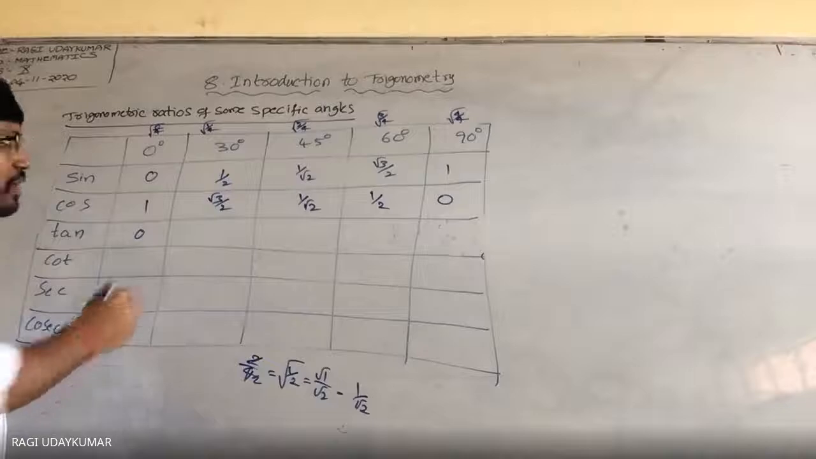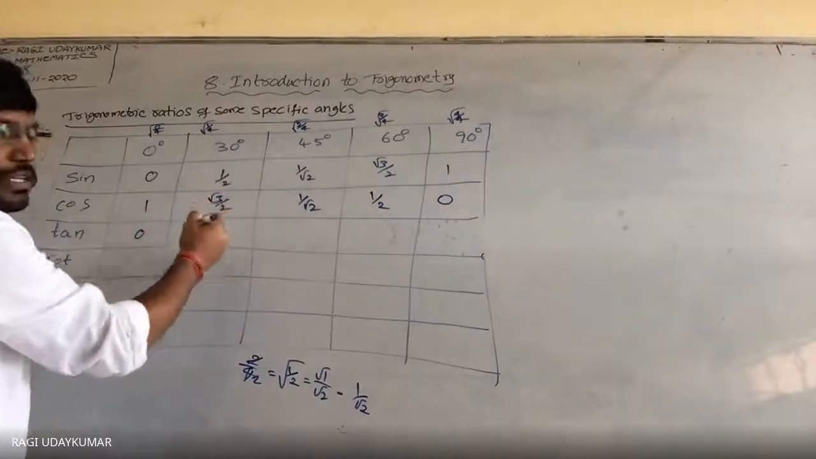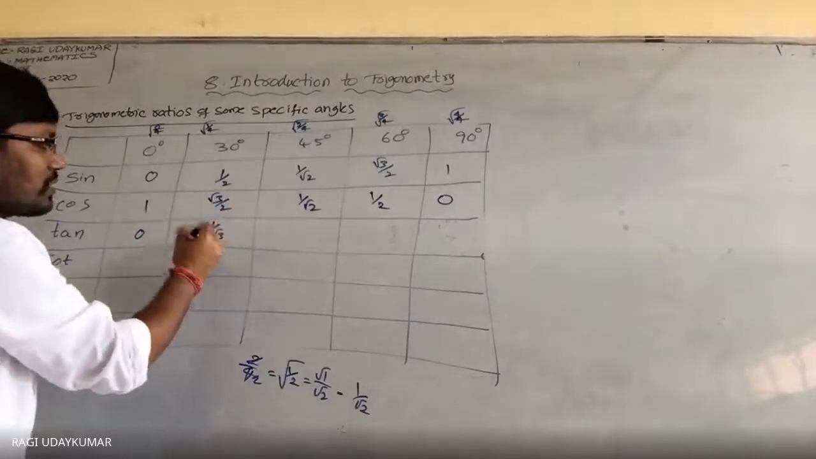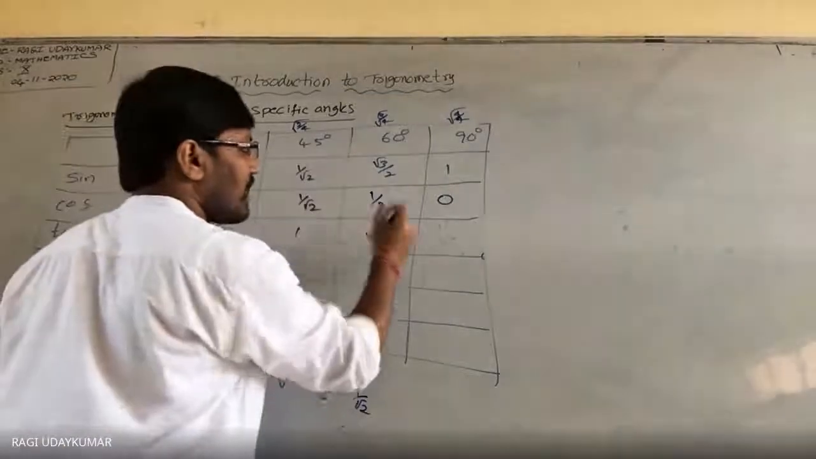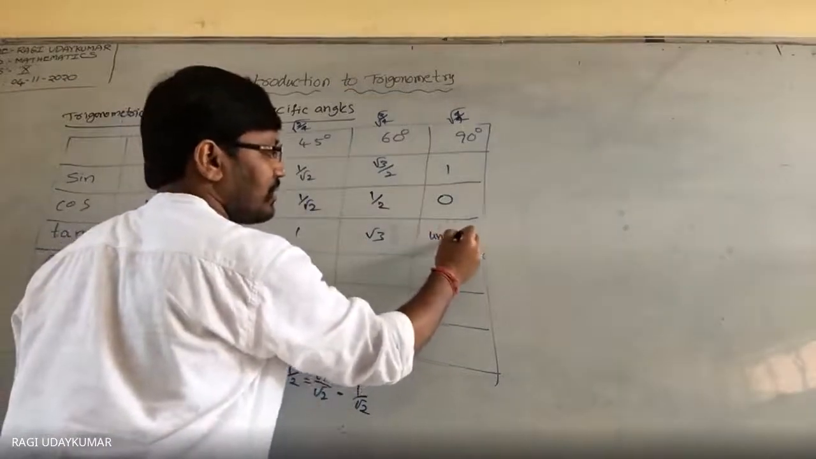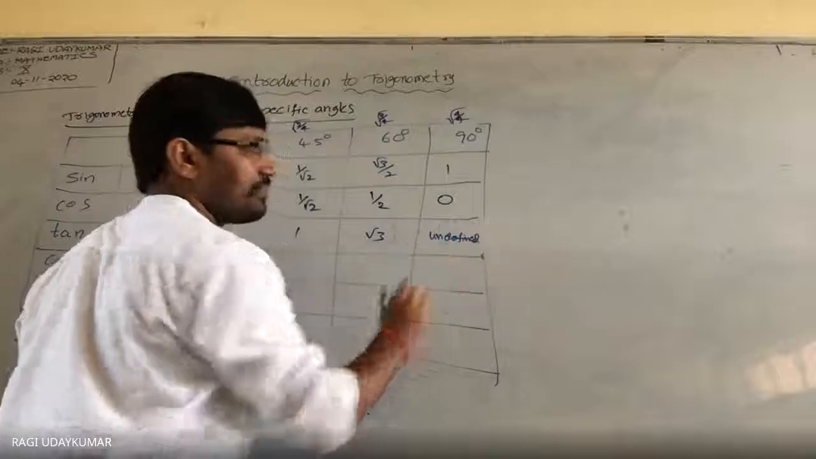अब tan चाहिए, tan बोले तो ये भाई ये 0. This one by this one. So denominators both are equal. So numerators लिखो. This one by this one 1 हो जाएगा. This one root 3 हो जाएगा. ये undefined. This is undefined.